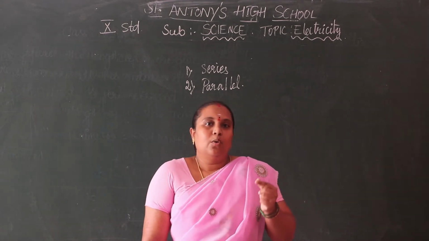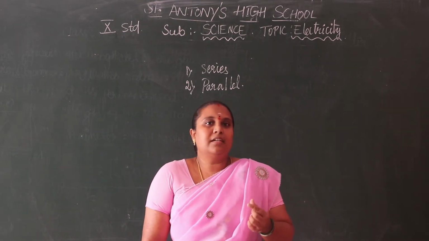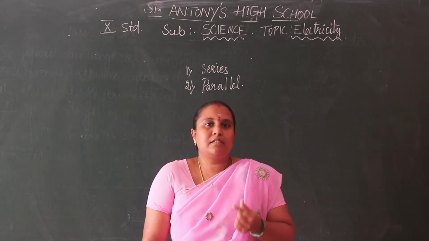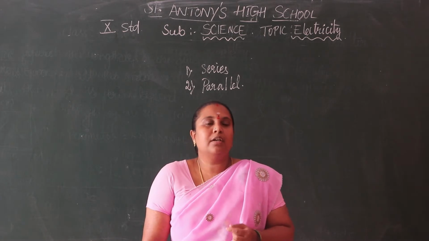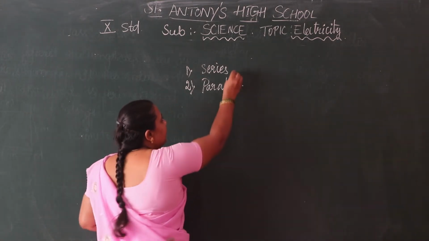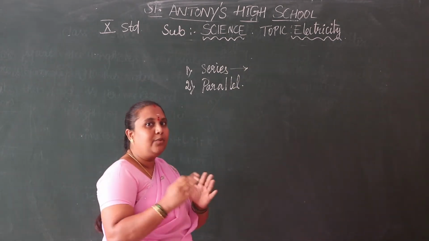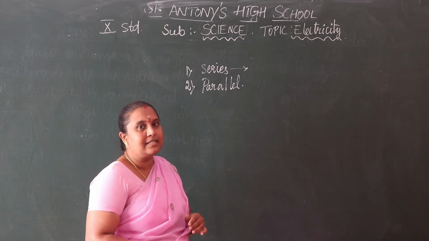The connection differs in how the electric current passes through a circuit. Here we saw series. Series means it is moving along a straight line. One by one, the resistors should be connected in a circuit.